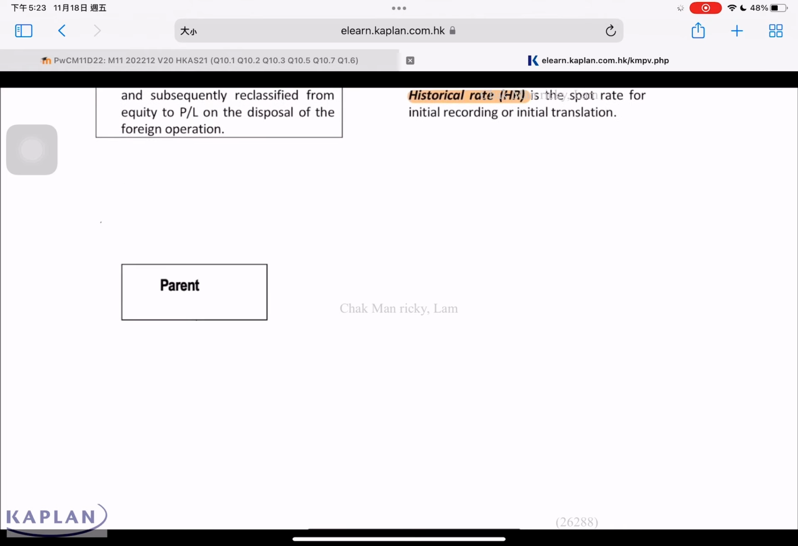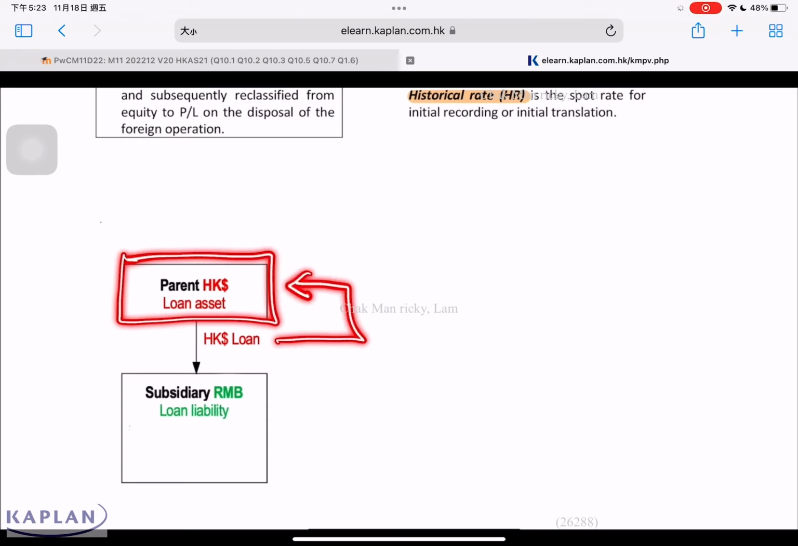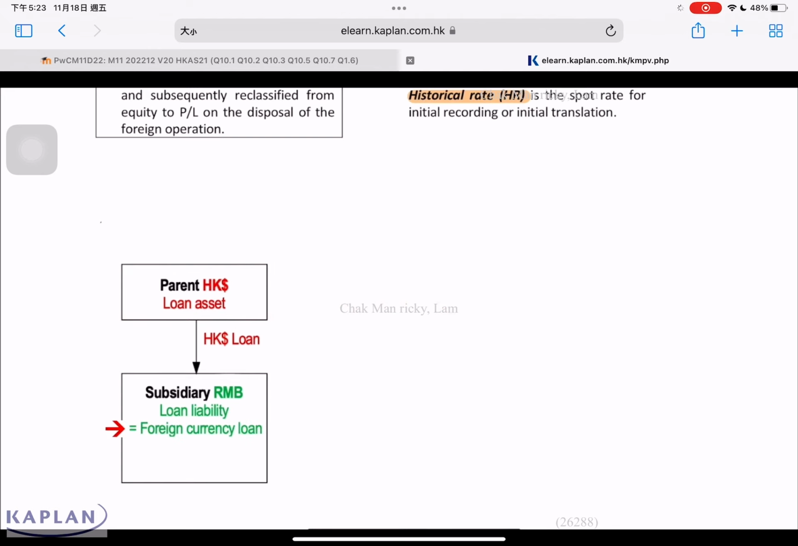Take for example, you have a parent company with an investment in a subsidiary. The parent company's functional currency is Hong Kong dollar, and the subsidiary's functional currency is renminbi. There's a loan given from parent to subsidiary. This loan is a Hong Kong dollar loan. So to the parent, this is a loan asset. To the subsidiary, it is a loan liability. To the parent, it is a normal loan because the parent's functional currency is Hong Kong dollar. But to the subsidiary, it is a foreign currency loan, and it must be remeasured at closing rate. The forex gain or loss will still be recognized in P&L in the subsidiary's accounts.